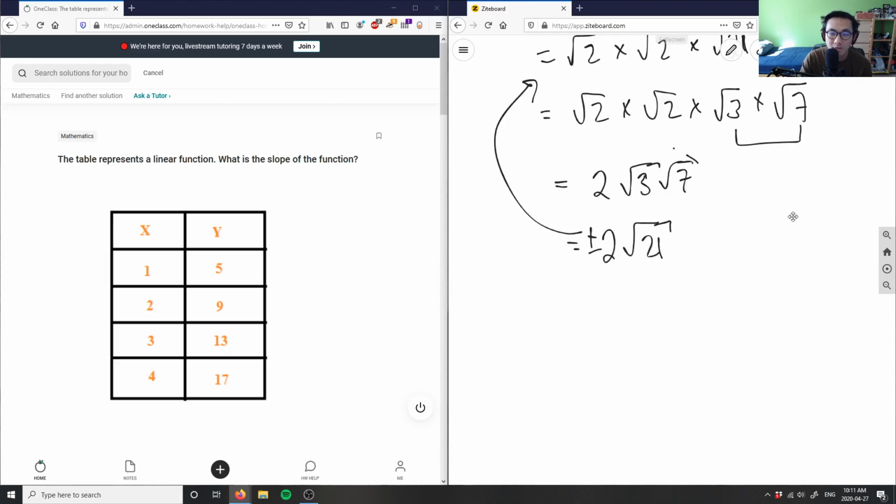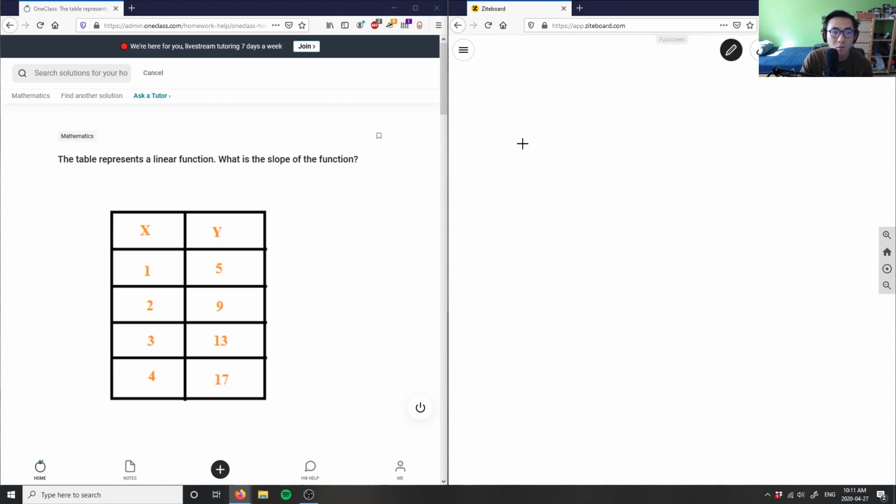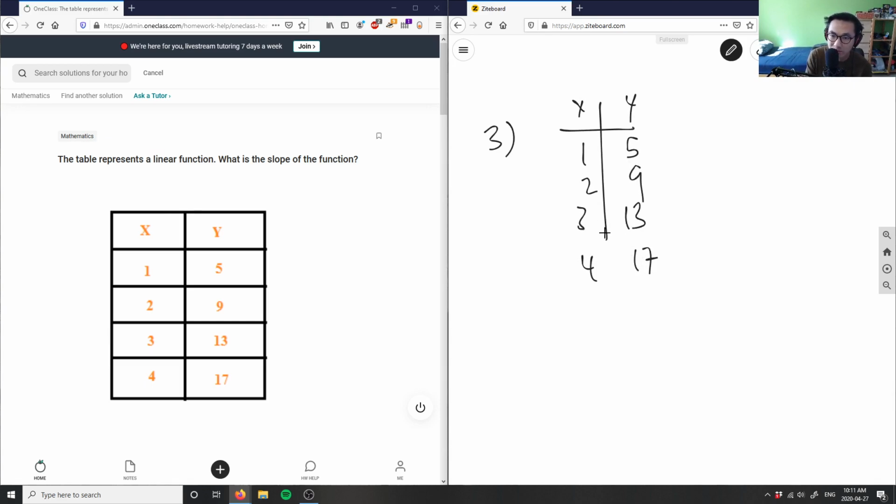Good. Let's look at number 3 here. It says this table represents a linear function. What is the slope of the function here? So let me just copy out this table here. X and Y: 1, 5; 2, 9; 3, 13; 4, and 17 here.